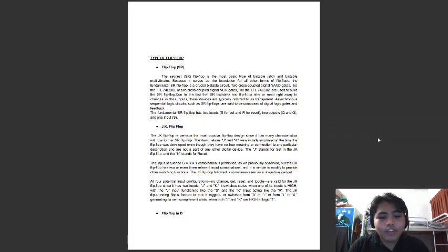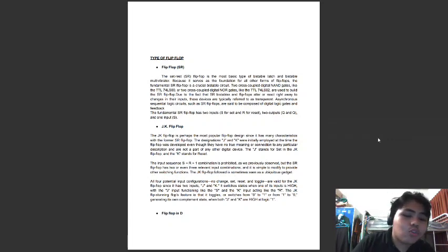The JK flip-flop is perhaps the most popular flip-flop design since it has many characteristics in common with the former SR flip-flop. The designations J and K were initially employed at the time the flip-flop was developed, even though they have no true meaning or connection to any particular description and are not a part of any other digital device. The J stands for set in the JK flip-flop and the K stands for reset.